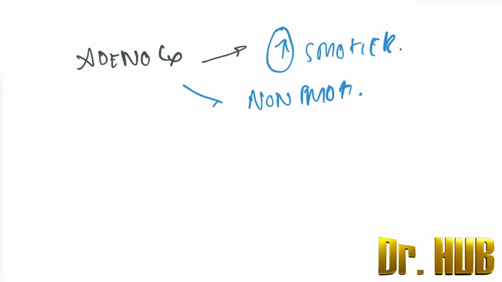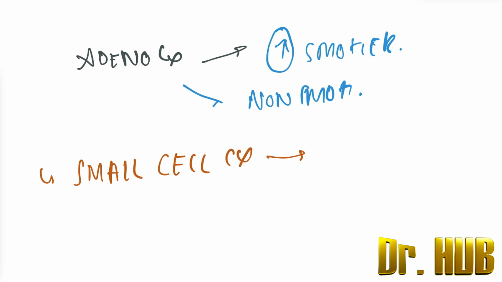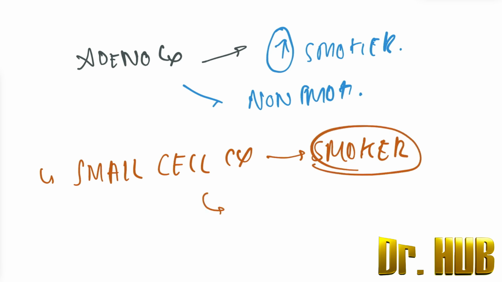Next, let's look at the small cell carcinoma. What is special about small cell carcinoma is that almost all of the small cell carcinoma is by the smokers. So the majority is by the smokers, and a small proportion is by the non-smokers.